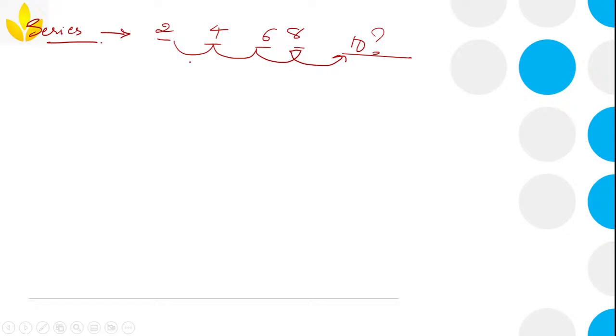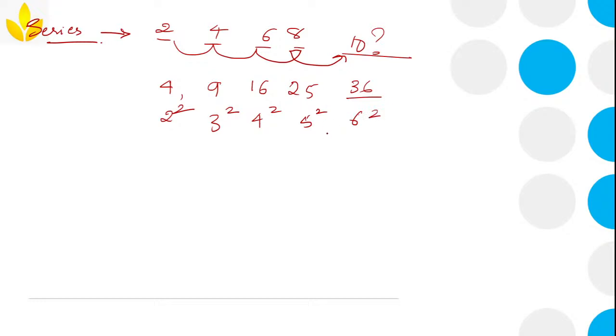Similarly, for example, if I say 4, now what is this? A square number, right? 9, 16, 25. Next what will you write? You will write 36. Why? This is 2 square, 3 square, 4 square, 5 square, then next has to be 6 square.